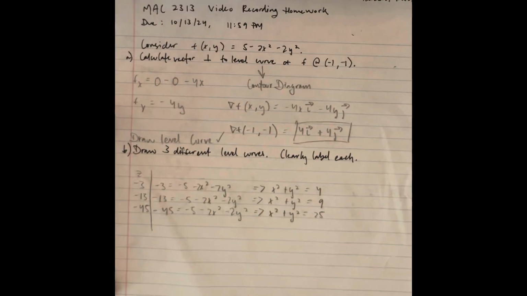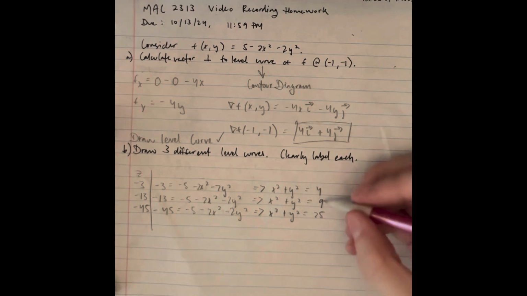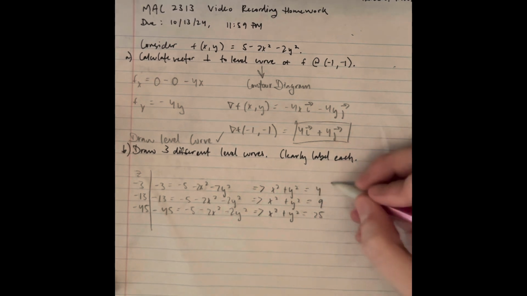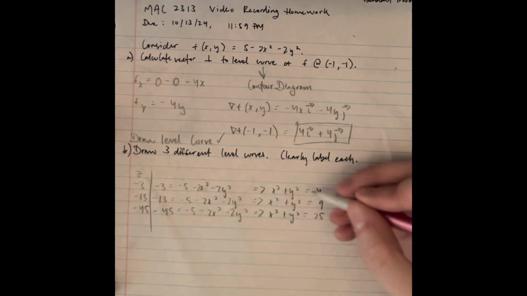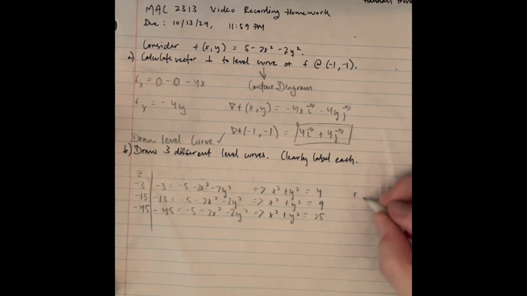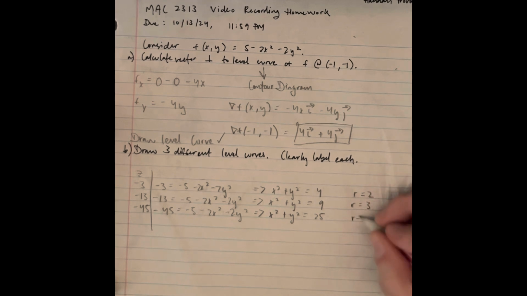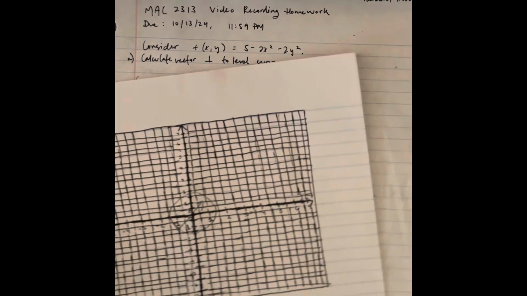All right, and now I have these values, and then for our equation of a circle, all of these are going to have this as their radius, except this is the squared value of the radius. So for this z value, r is equal to 2, this one r is equal to 3, and this one r is equal to 5. So let's go ahead and graph those.